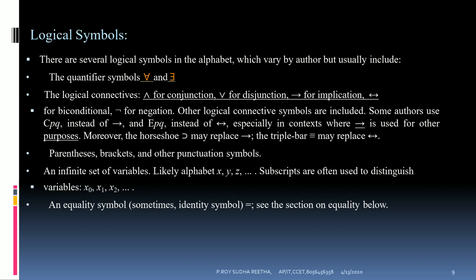And also, some authors use CPQ for implies, and instead of the double directional arrow we use EPQ, and simply a horseshoe may replace the implies symbol, and a triple bar may replace the bidirectional symbol. These are certain symbols which can replace the older symbols which have been used. And we can also use parentheses, brackets and punctuation symbols, and these are the various logical symbols we are going to use in first order logic.